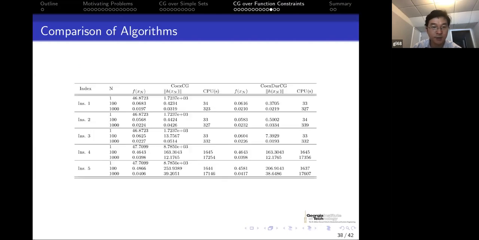So here we compare the two variants, CoexCG and CoexDurCG, and our conclusion is that these two algorithms are comparable in terms of solution quality, like the constraint violation and the objective value, as well as the CPU time. But CoexDurCG is more convenient for implementation because it does not require us to fix the total number of iterations capital N in advance.